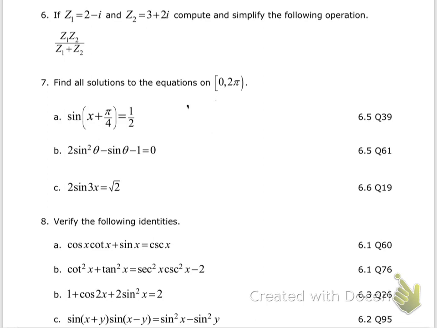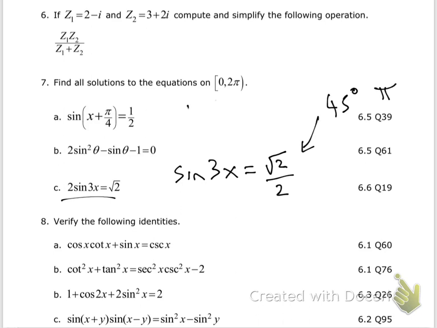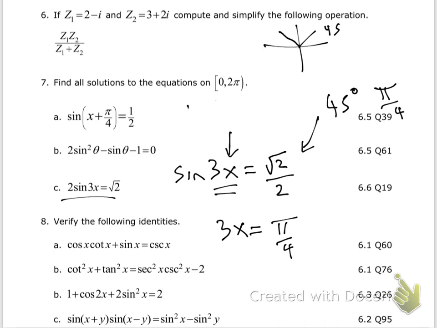Finally, for these, let's divide both sides by 2 first. So sine 3x equals root 2 over 2. Now that is 45 degrees, or pi over 4. In other words, 3x equals pi over 4, or 45 degrees. So are we doing sines? It's where it's positive again. You can think 45 degrees, you can think 135 degrees. You can also think pi over 4, or 3 pi over 4.